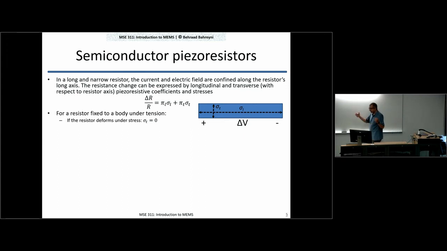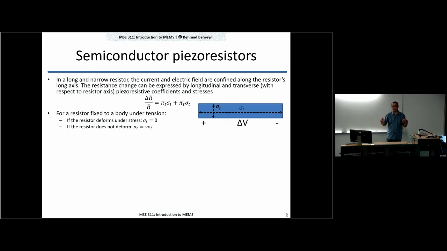Mechanically, it is going to basically follow the larger structure around it. If you have, let's say, a longitudinal stress applied to the structure, the resistor deforms with it. You don't have any normal stresses applied to that structure. So in most of those situations, when the piezoresistor is embedded within the main structure, sigma t will be 0. You're looking at the longitudinal stress only.